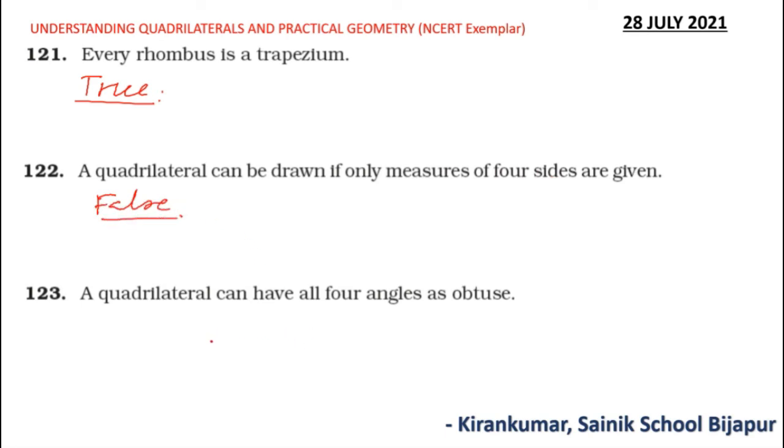Question 123. A quadrilateral can have all 4 angles as obtuse. This particular statement is a false statement because if all the angles are obtuse, the sum exceeds 360 degrees.